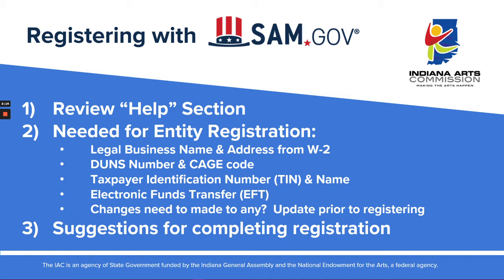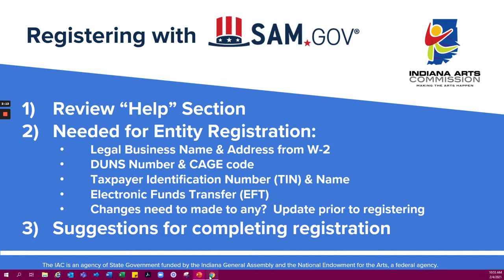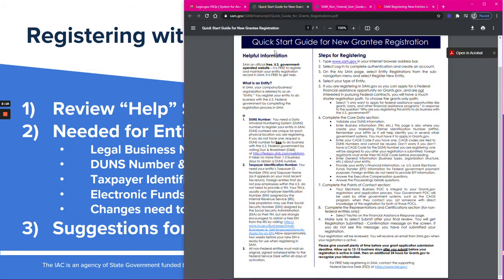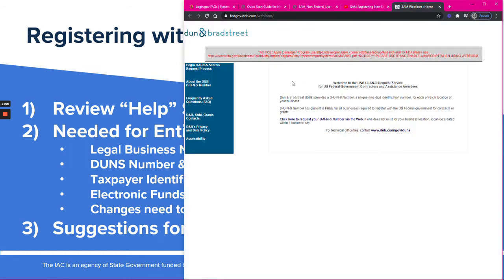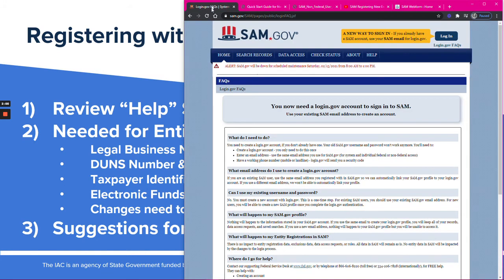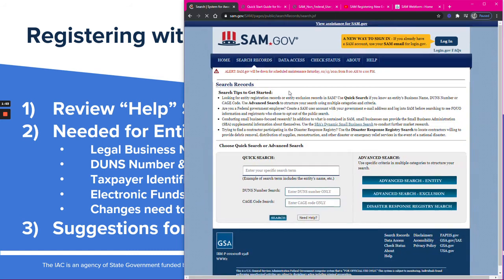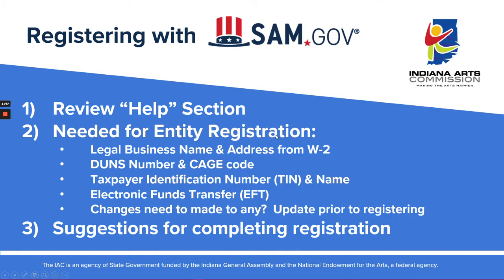You need your DUNS number and CAGE code, and there's a handy link directly to DUNS information so that you can search, take a look, see if you do in fact have one. As far as the CAGE code goes, that is assigned to you when you register with SAM.gov. So if when you search the records, your organization didn't have one, don't worry, it'll be assigned to you. You will need your tax identification number.